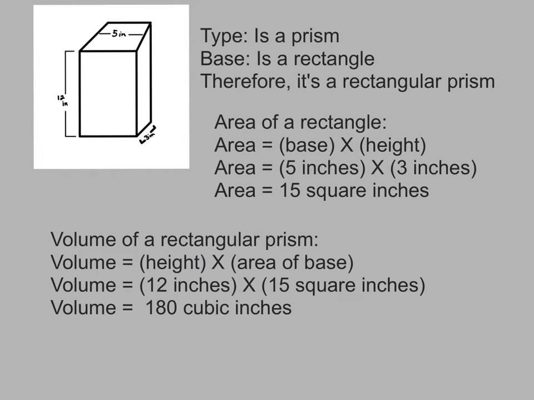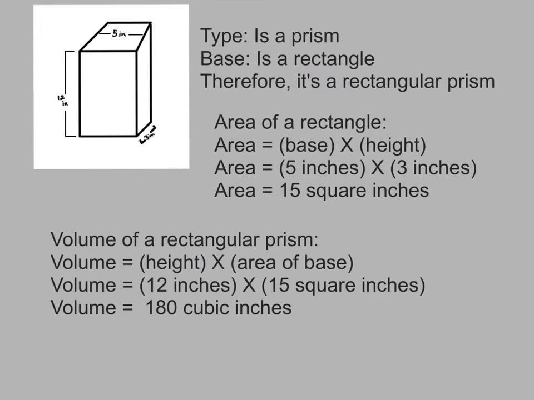As we can see, we have this shape right here. Step 1. Determine if it is a pyramid or a prism. As we can see here, it has two bases. Both are rectangles. Therefore, it is a prism. Because the two bases are rectangles, the base is a rectangle. Therefore, that makes this a rectangular prism.